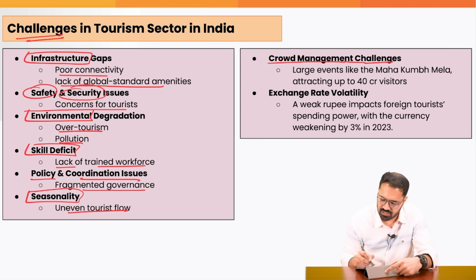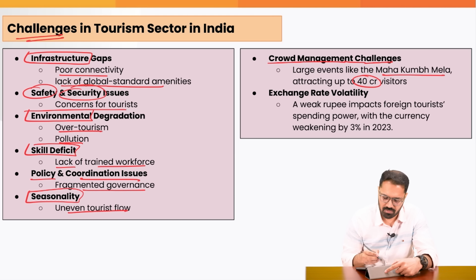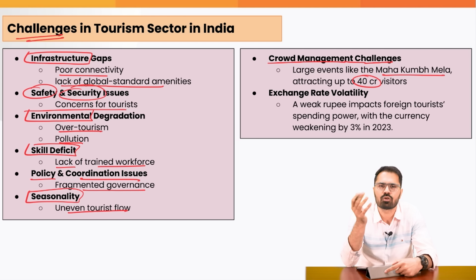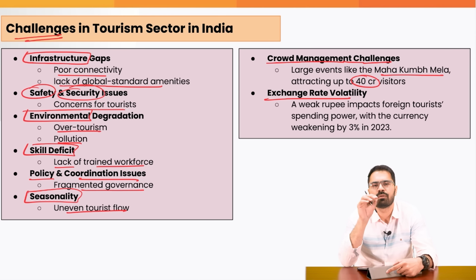Then crowd management becomes a challenge. For example, in the recent Mahakumbh Mela, there were 40 crore visitors in the Prayagraj region. So crowd management became a challenge, and at the same time, maintaining top-notch clean areas or clean sites.